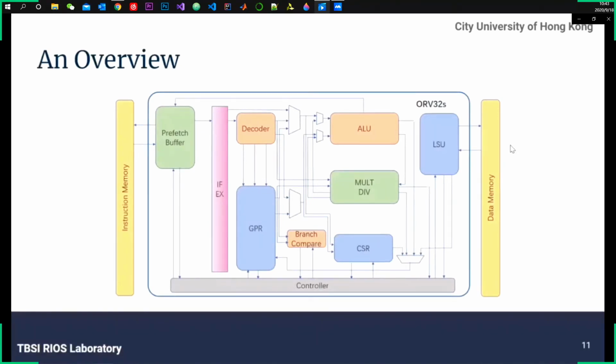And in the second stage, the decoder decodes the instruction and gets the opcode and the operands. Then the ALU will execute corresponding to the opcode, and finally store the result back to the GPR. Besides, the control and status registers are also implemented. We will explain the details in the following slides.